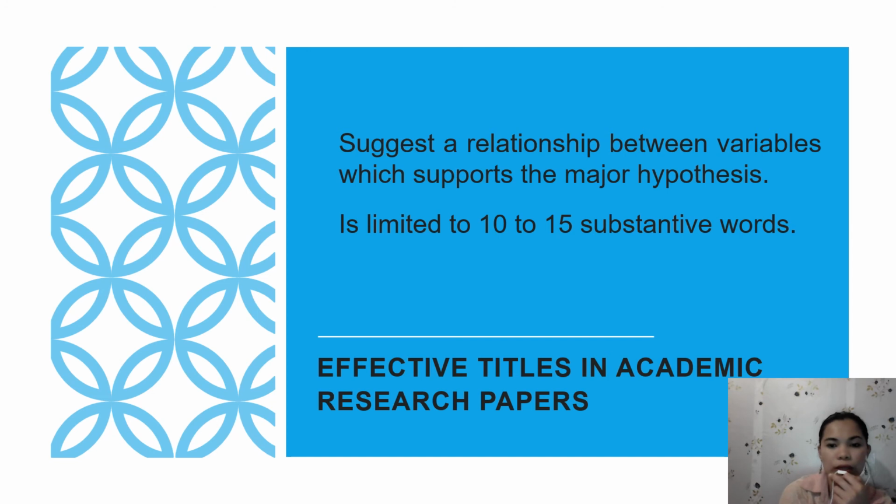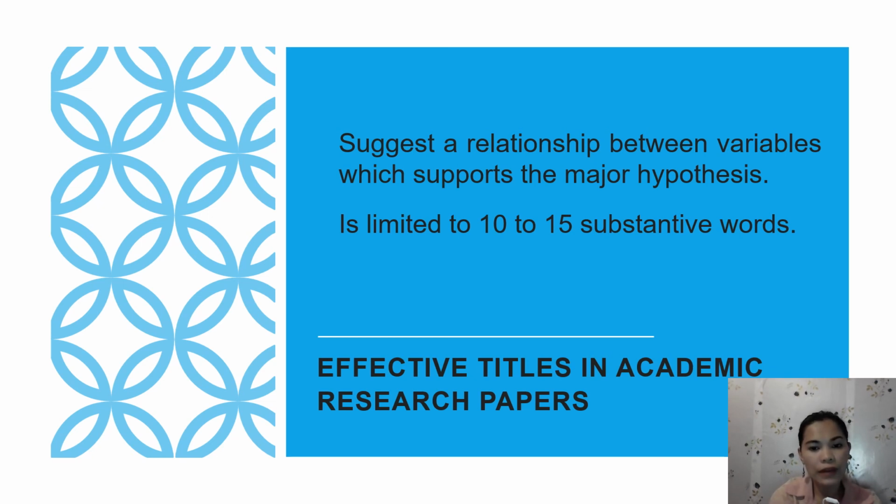Okay, another is effective titles in academic research papers suggest a relationship between variables which supports the major hypothesis. Another thing also is that in quantitative research, you are going to create a hypothesis. There are a lot of factors to consider with creating a hypothesis, because at the end, after gathering your research, you really have to connect the data that you've gathered, and how you are going to measure and analyze them, to the hypothesis that you have created.